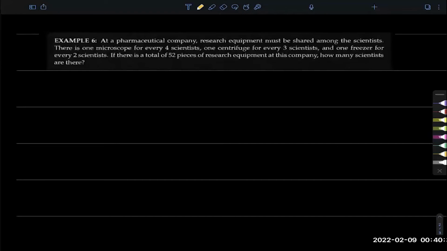Okay, so at a pharmaceutical company, research equipment must be shared among the scientists. One microscope for every 4 of them. One centrifuge for every 3 of them. One freezer for every 2 of them. If there's a total of 52, how many scientists are there? Okay. So if the total is 52, that means centrifuge plus microscope plus freezer, all of them equal to 52. Now, how many microscopes do you have? If you have X number of scientists, then how many microscopes do you have?